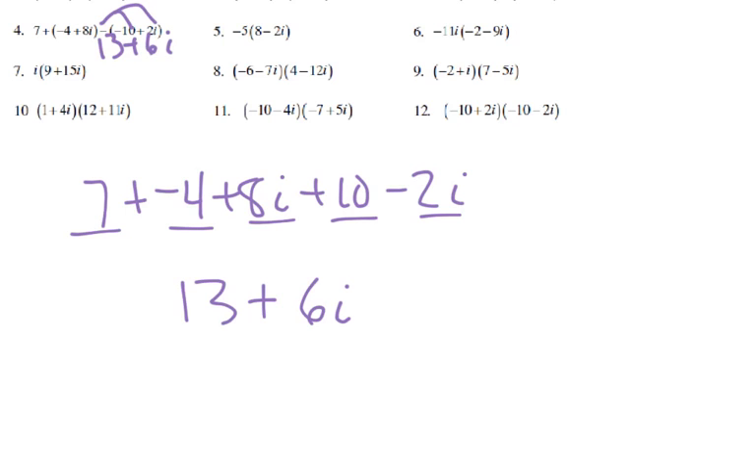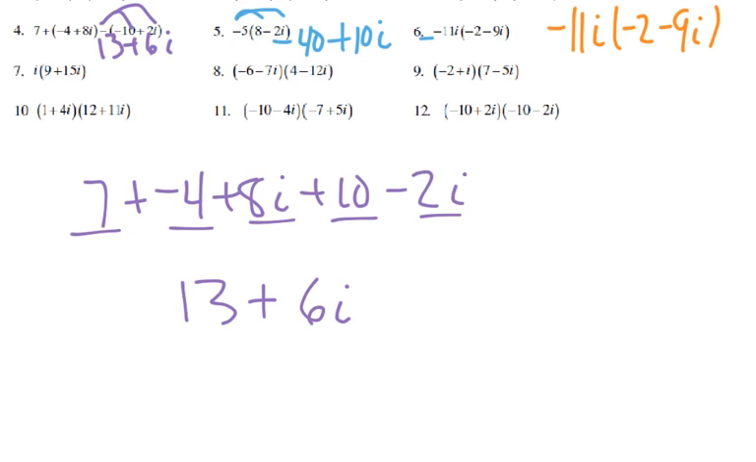Okay, now with multiplication, we still kind of treat it the same way, except for one instance, which we'll see in number 6. So negative 5 times 8 is negative 40. Negative 5 times negative 2, positive 10i. However, on 6, we've got negative 11i times negative 2 minus 9i.